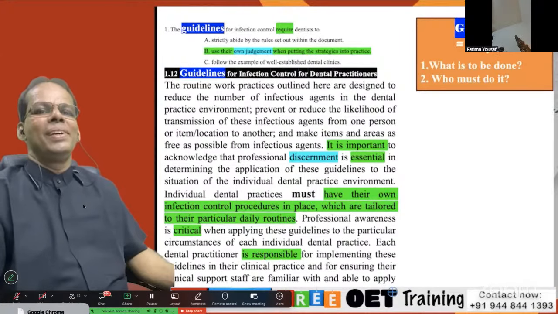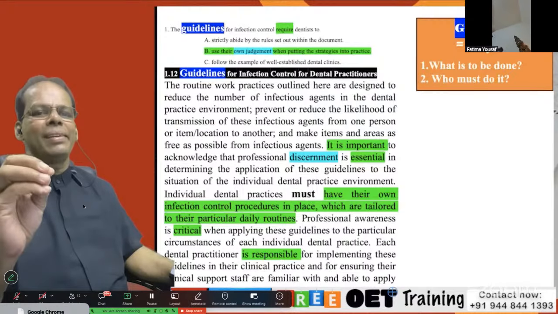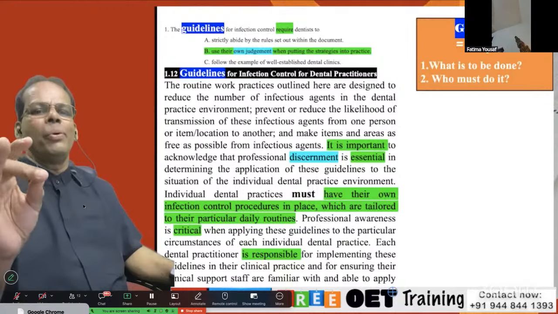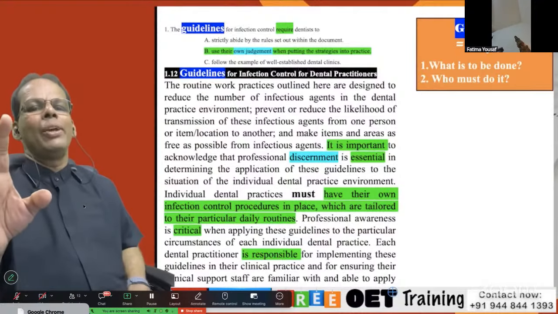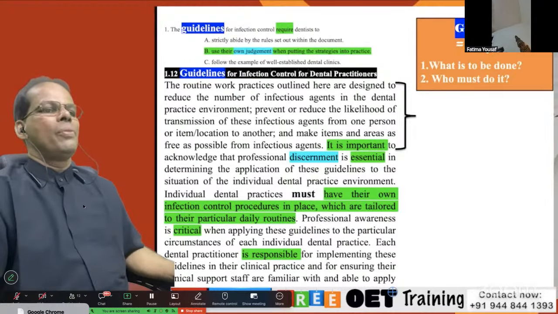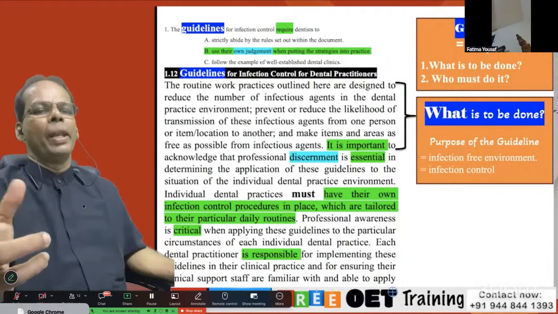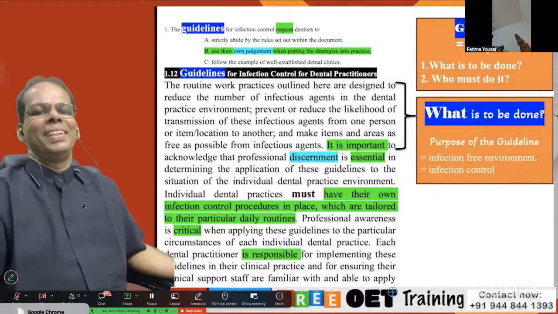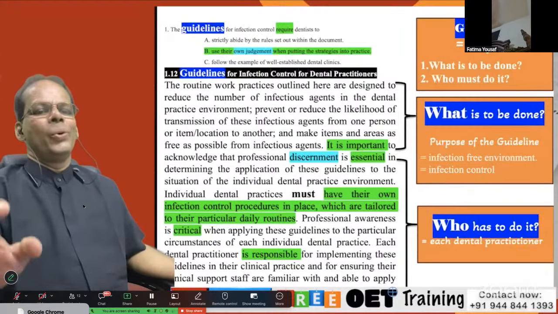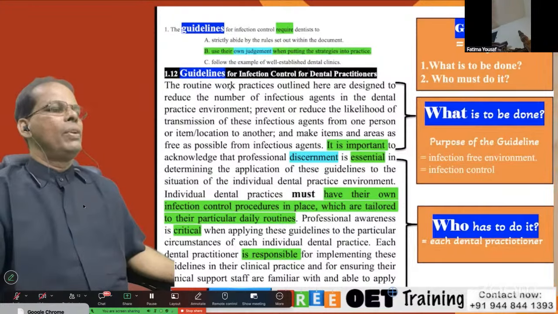Guidelines: 2 questions. What is to be done and who must do it? And I tell you, there are only a couple of texts: emails, guidelines, memos. So if you learn 5 texts, you know exactly what is the nature of the text. Now, see the first topic sentence. What is to be done? Purpose of the guideline: infection-free environment or infection control. And the second thing, who has to do it? Each dental practitioner. Repeated, see, everywhere you can find it.